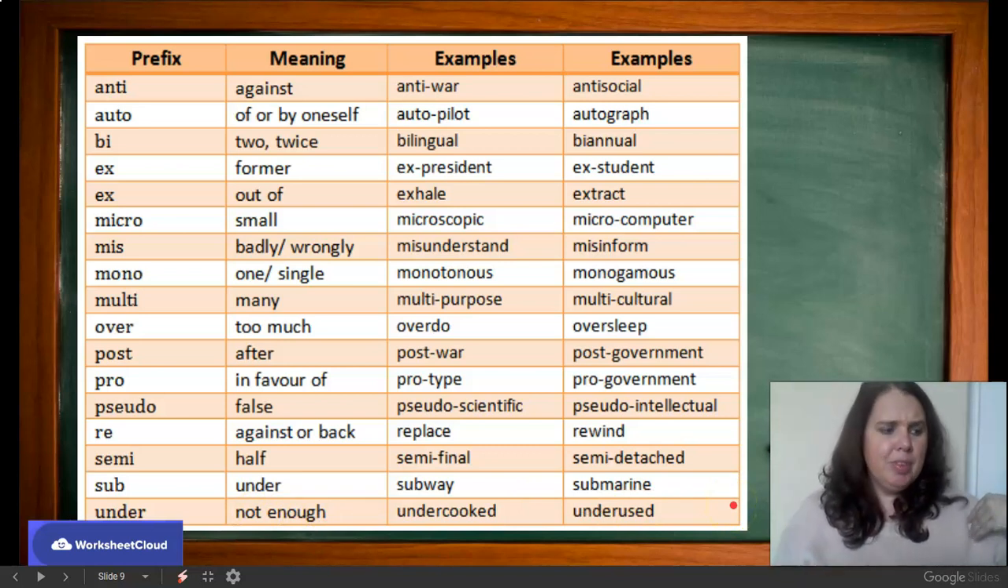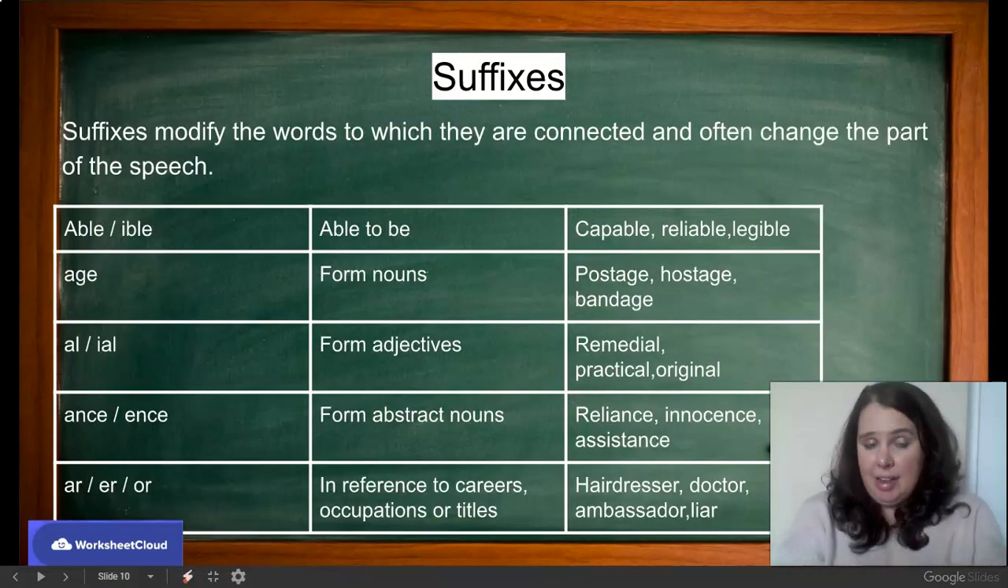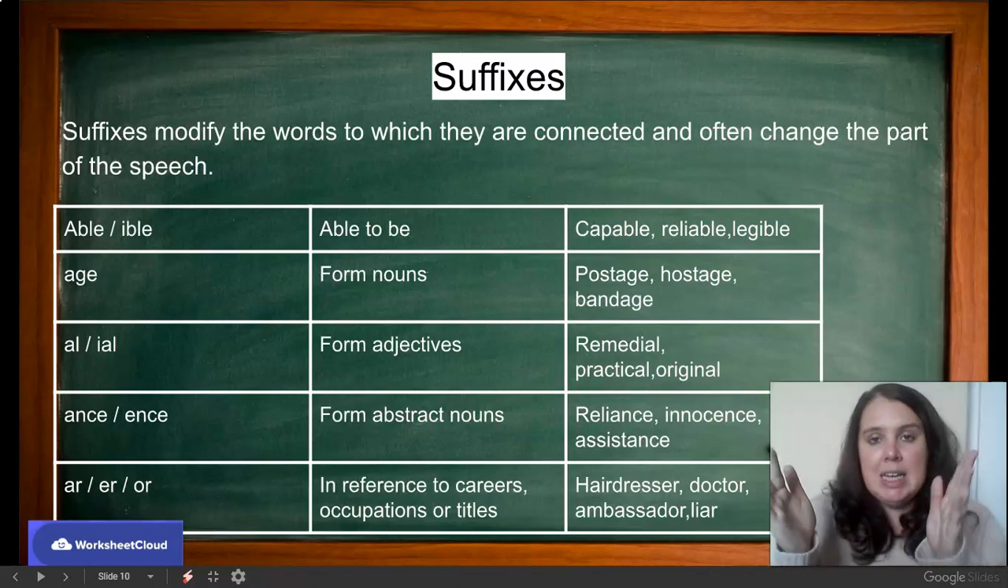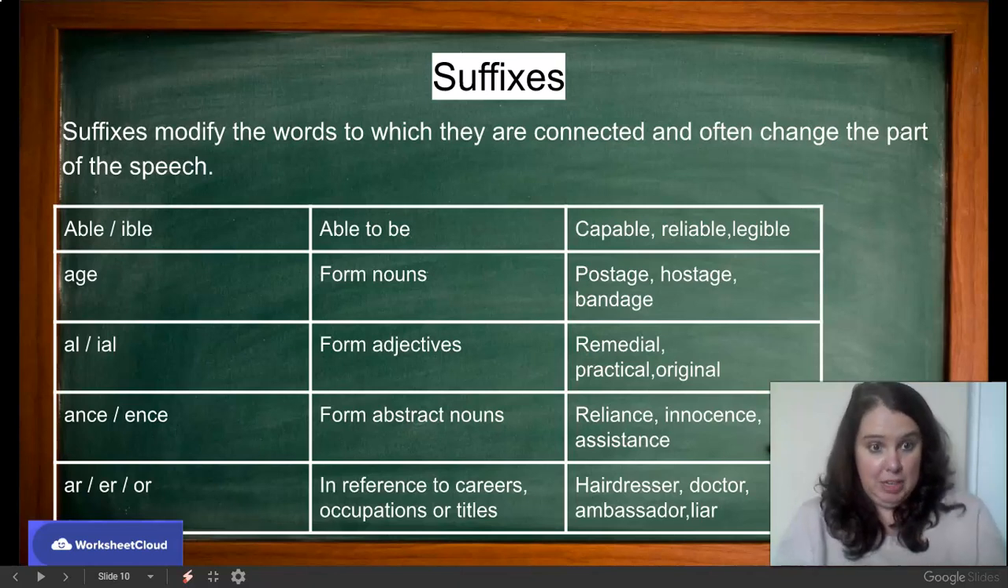Okay, so if you know what the prefix means, very likely you're going to work out what the word means. So prefix also ties in with vocabulary. But like I said, you have to know the definition of the prefix alone that is added onto the root word. Okay, let's have a look now at suffixes. Now remember, prefix goes before the root word, suffix goes after. And what suffixes do is that they change parts of speech, right?